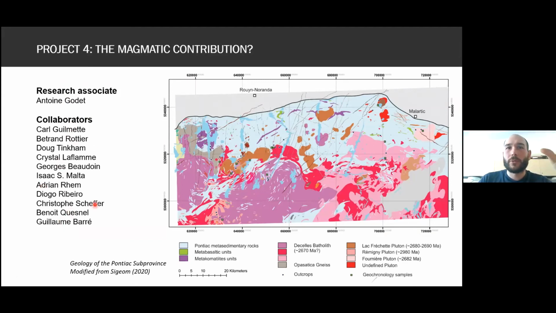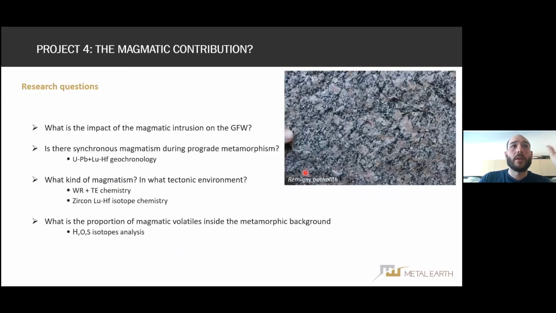To illustrate that, this is the geological map of the Pontiac. This is Rouyn, this is Malartic. As you can see on that geological map, in pale blue, you have all the metasedimentary rocks, but you can observe that there are a lot of intrusive rocks of different colors, so of different ages and different compositions. One of the major questions we're going to try to answer is what the impact of the magmatic intrusions is on the gold fluid window.